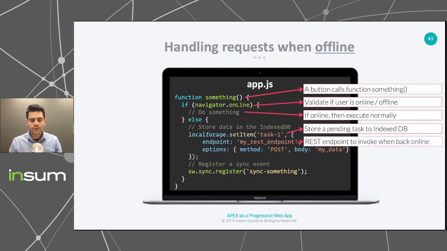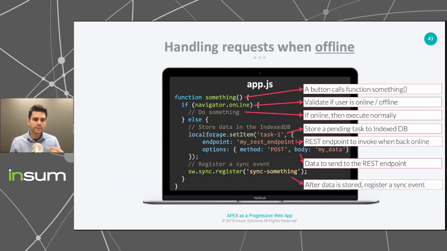Exactly what we want to store is a REST endpoint to the desired process to be executed, and also the data that we want to send to the REST endpoint. After the data is stored, we will register a sync event. That last part is very important. I'll come back to that. Just remember that I registered a sync event.